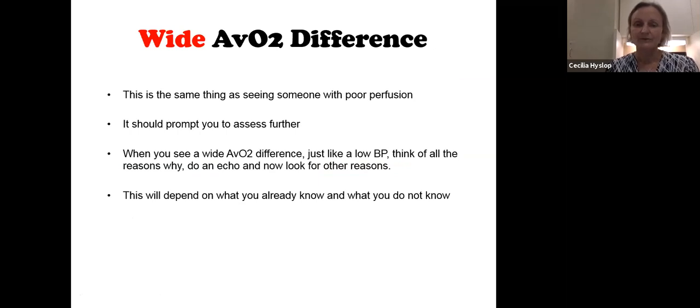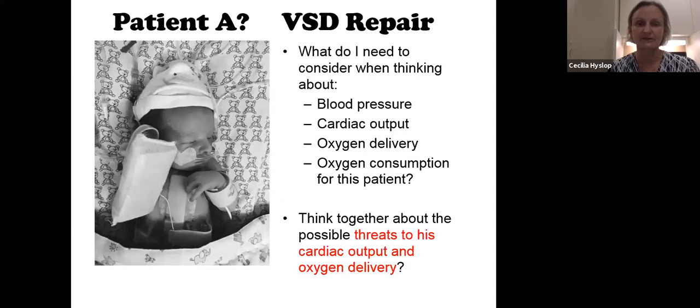So a wide AVO2 difference is the same thing as seeing somebody with poor perfusion. It should prompt you to assess further. When you see a wide AVO2 difference, just like a low blood pressure, think of all of the reasons why. Do an echo and look for other reasons. This will depend on what you already know and what you don't know about your patient.